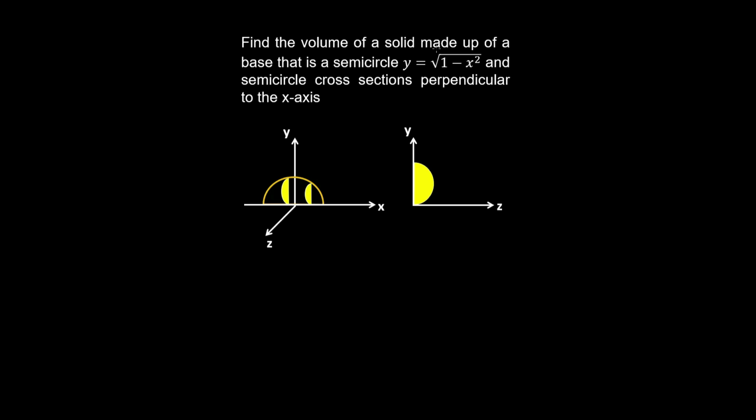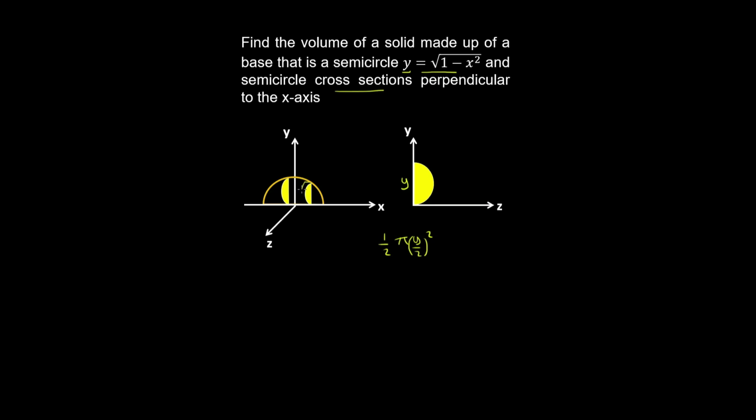Find the volume of a solid made up of a base that is a semicircle, and semicircle cross sections perpendicular to the horizontal axis. So these cross sections are all parallel to the YZ plane. And the diameter of each semicircle is described by this equation, and therefore the area of a circle is pi by the radius squared, and multiplied by 1/2 gives the area of the semicircle.